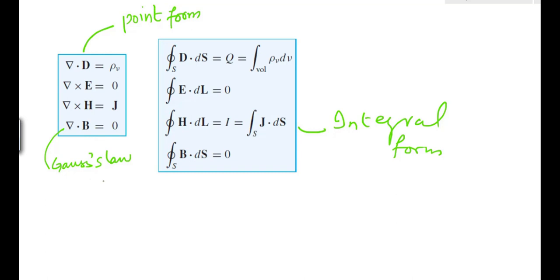And with this we conclude today's lecture. So I hope that now you know the physical significance, or the physical meaning, of the Maxwell equations also.